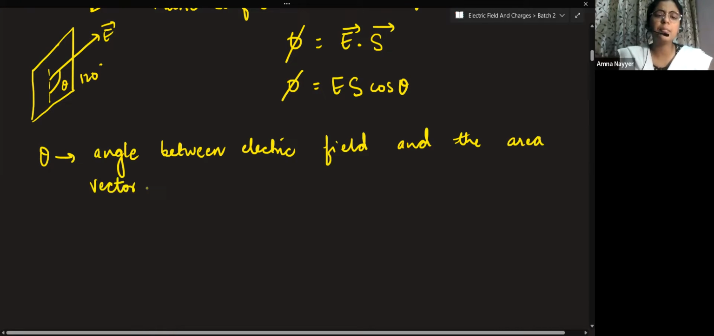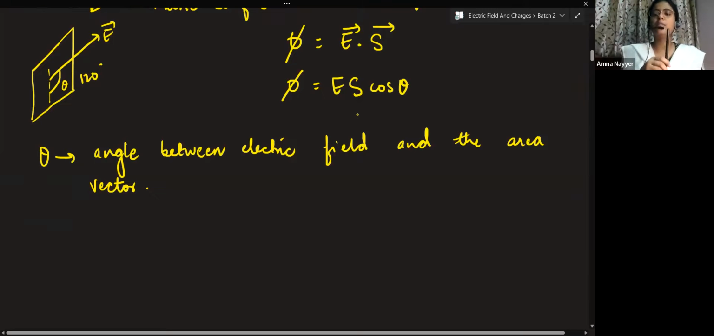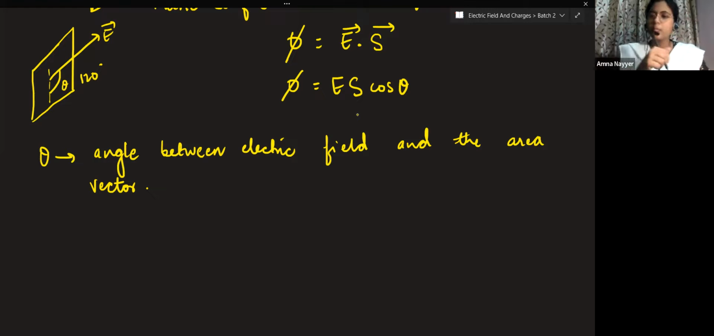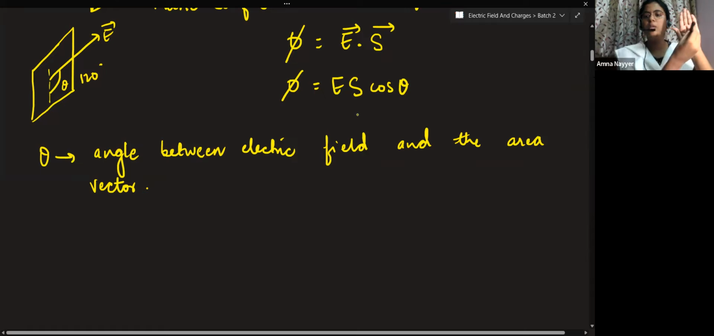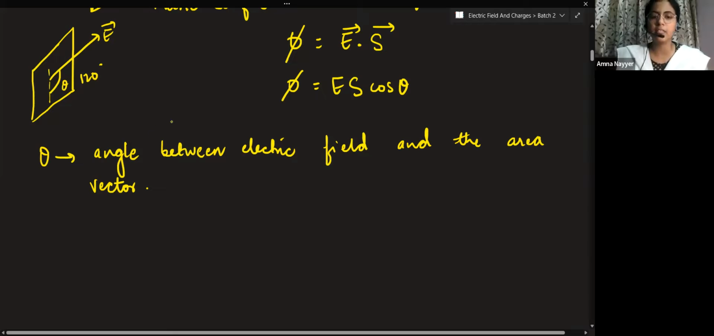Area vector basically means the direction of the electric field. Area vector is the vector quantity which is perpendicular to the surface, because many times the electric field is not given perpendicular to the surface. So we consider the area vector. If this is your plane surface, perpendicular to the surface, just in this manner, this is your area vector. Just drop a perpendicular to the surface. That gives you the area vector.